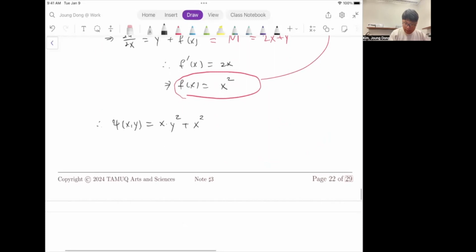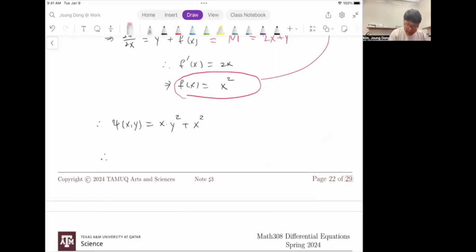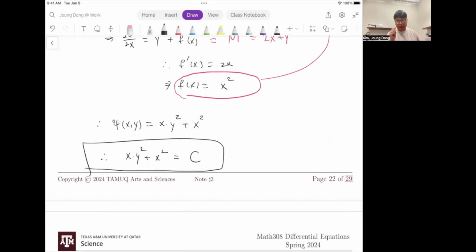And then, therefore, my solution is xy squared plus x squared is equal to c. This is the final form. Keep that in mind, it must be psi is equal to c form. That is my final form. That's why your final answer must be that the psi function you find must be equal to c. Okay.